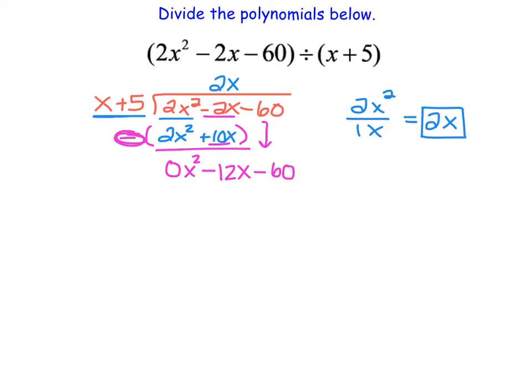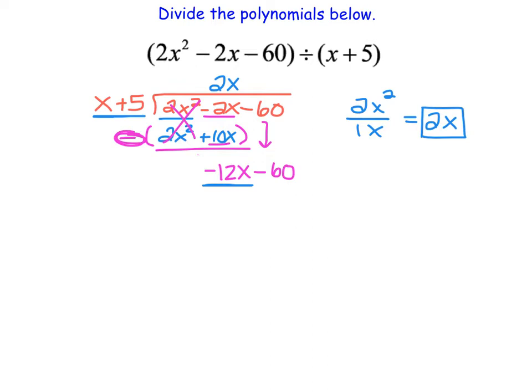So now this is our new polynomial to focus on, and we now have a new value to focus on first, which is negative 12x. You can leave the 0x squared there, or you can say the x squareds are gone, and because I know the x squareds are gone, I don't need to write them in there. So now we're going to focus on negative 12x and eliminating that out of the problem.